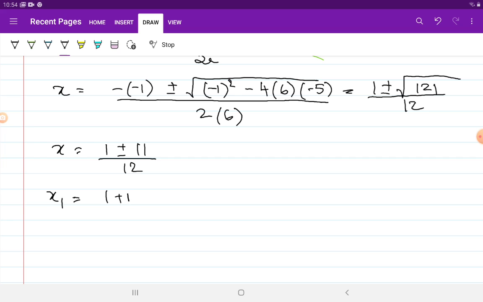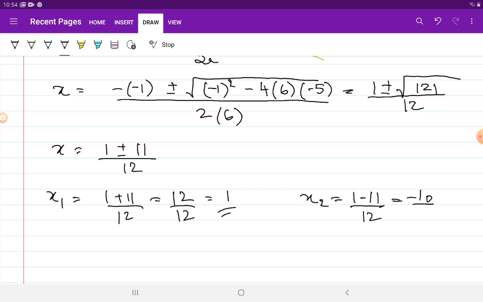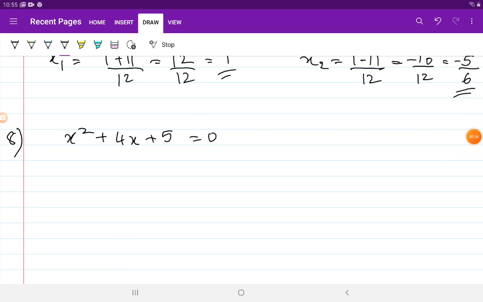So 1 plus 11 by 12, which is 12 by 12, which is equal to 1. And the second root of x is 1 minus 11 by 12, which is minus 10 by 12, minus 5 by 6. This is the simplest form that I can leave it in. So your two roots are positive 1 and minus 5 by 6.